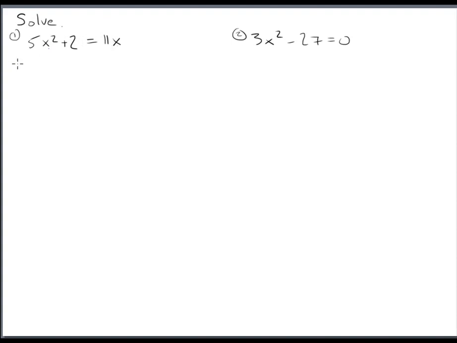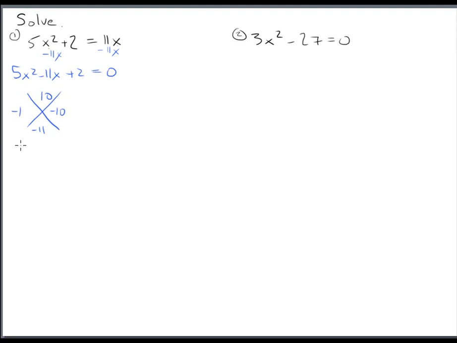So let's get this in standard form. I'm going to do that by subtracting 11x from both sides. We'll have 5x squared minus 11x plus 2, and that's equal to 0. I've already started thinking, and you know what? 5 times 2 is 10. And I know that if I take a negative 1 and I add it to a negative 10, I'm going to get negative 11. So I'm going to factor this by grouping.